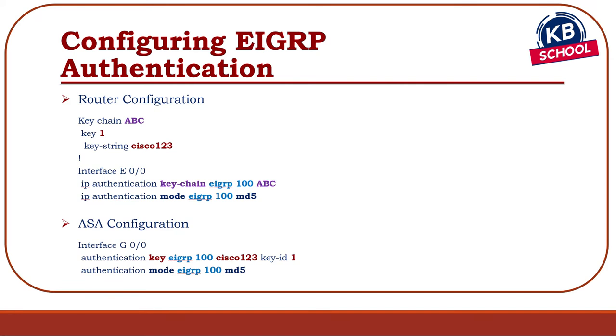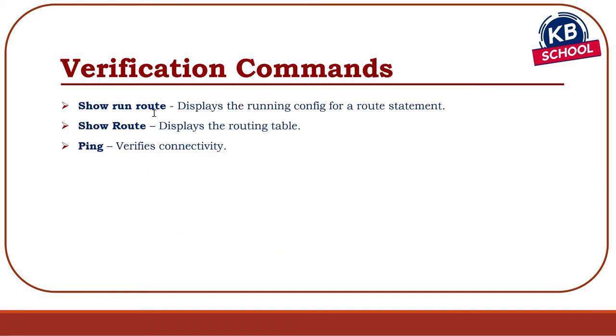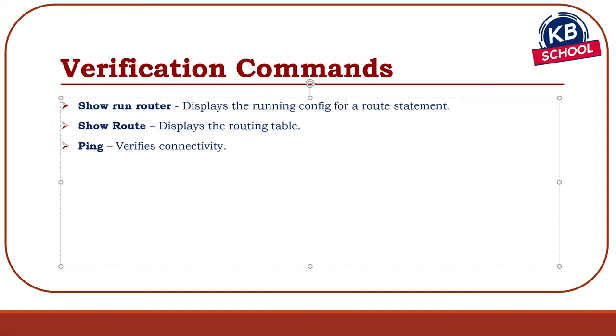The verification commands again. Show run router displays the running config for a routing protocol. Show route displays the routing table. Ping is the normal ping.